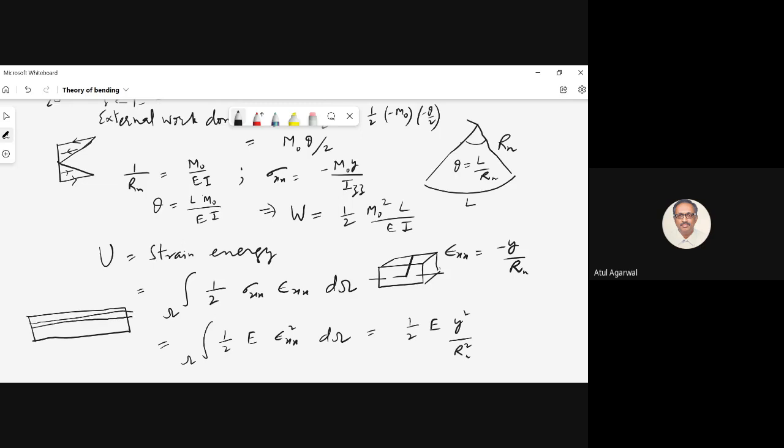So I take an element like this. I want to find the energy stored in this element. You see this position is at a distance y and thickness is dy.